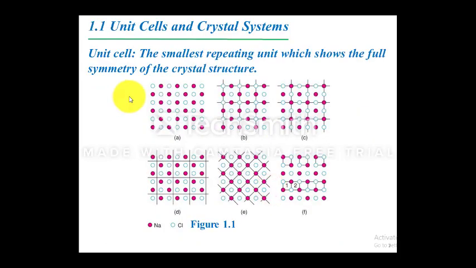What is a unit cell? The smallest repeating unit which shows the full symmetry of the crystal structure. In other words, the smallest repeating unit of atoms which shows all of the properties of a material.